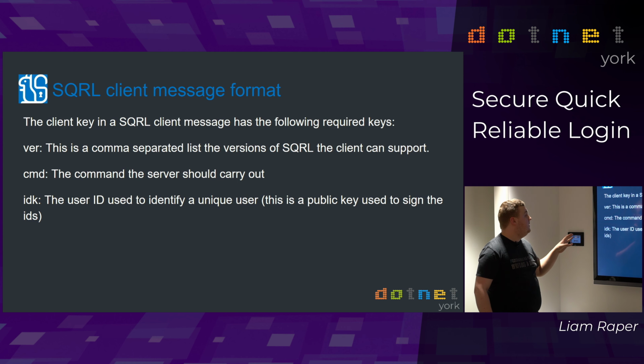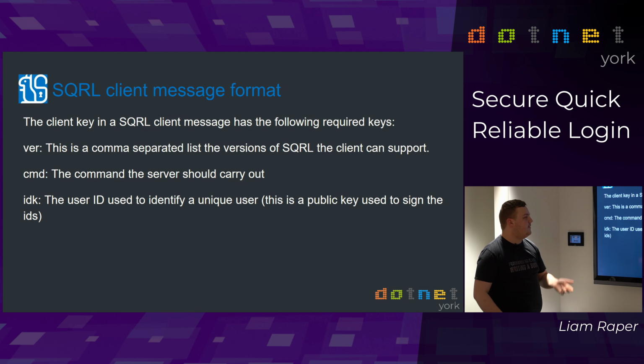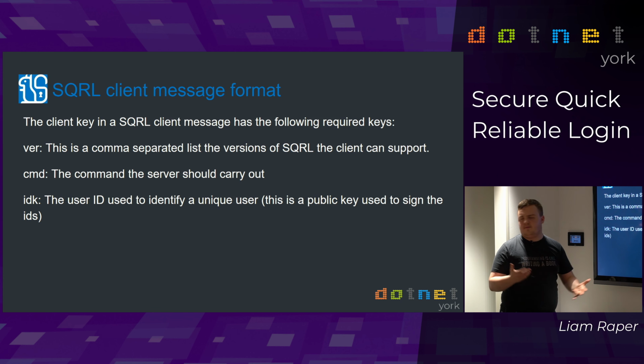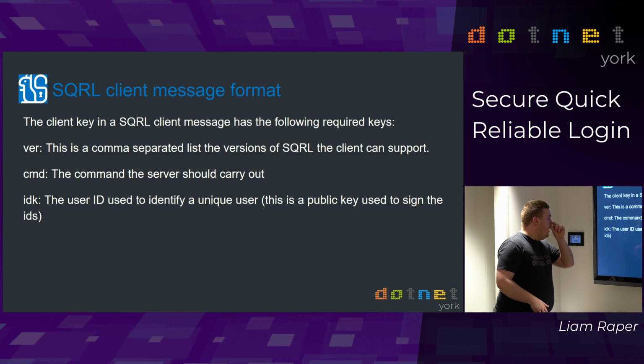So inside of that client key, we have three non-optional keys. Ver, which is the version of Squirrel. At the moment, that will always be 1. As the protocol advances and as things get added to that protocol, that version will increase. It's a whole number at the moment. As we go further forward in the protocol, that may change to be a decimal or a float.